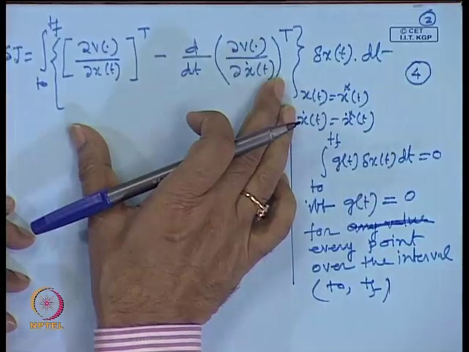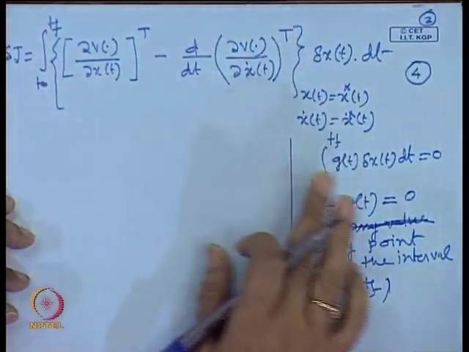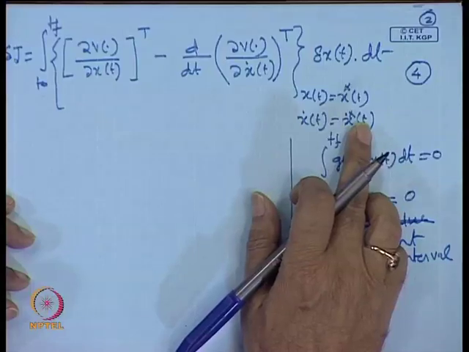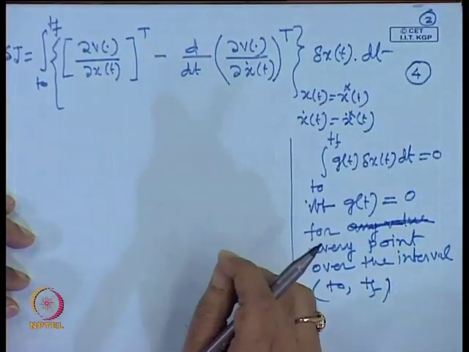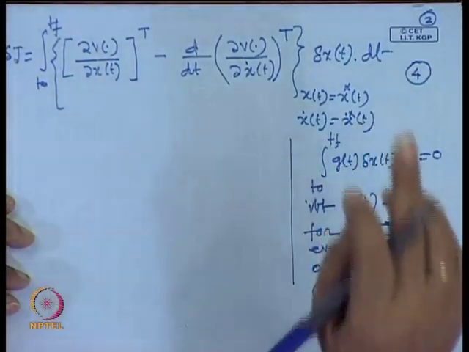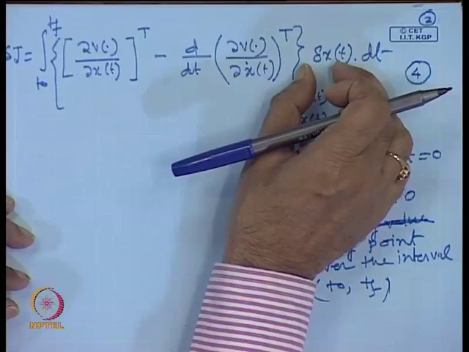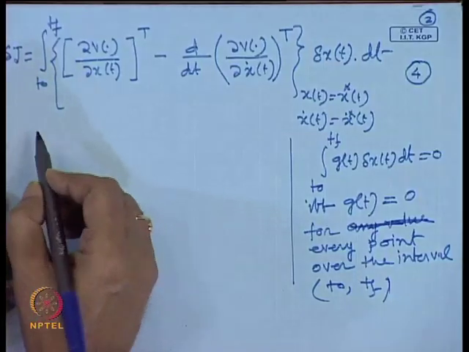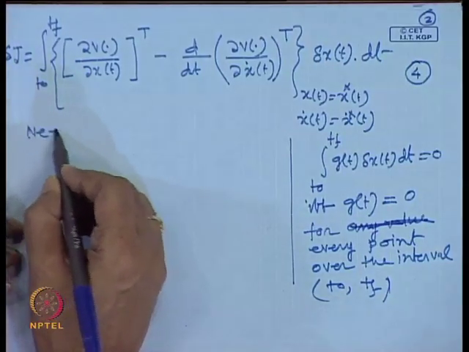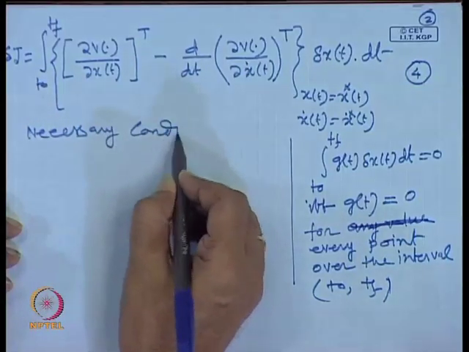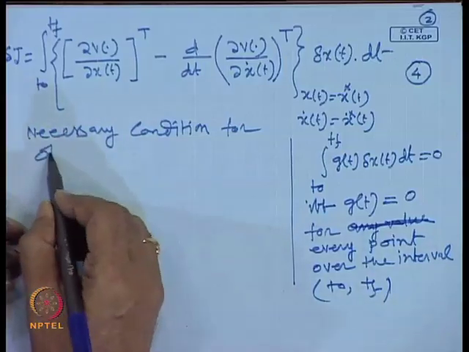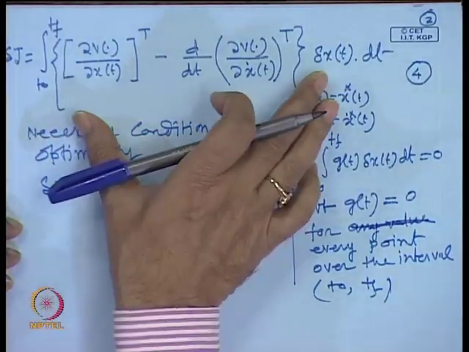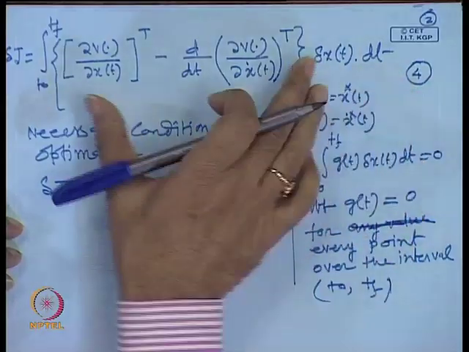That means this quantity is 0 if and only if, a necessary and sufficient condition, g t will be 0 for every point over the interval. So, I will apply this lemma here. You see, whole thing I can count as g t, which is a continuous function at x t is equal to x star, and x dot is x dot star, because I am doing the Taylor series expansion around the point x star, around the optimal trajectory path. So, this is our g t, and delta x t is not equal to 0. So, this quantity will be 0 provided this is equal to 0. So, using the necessary condition for optimality, delta j must be equal to 0, and by using the lemma we can say this delta j will be 0 provided this is equal to 0.